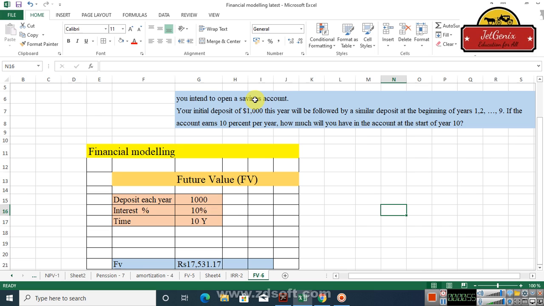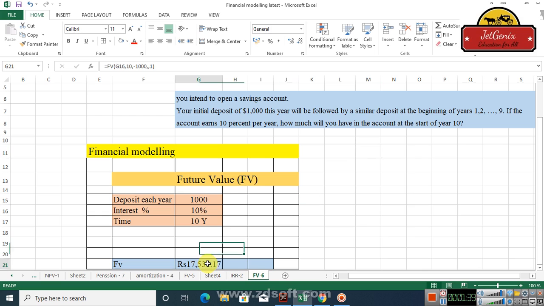If the account earns 10% per year, how much will you have in your account at the start of year 10? So it's a bit tricky problem because you are not going to find the future value of only this single $1,000, but every year you are going to deposit $1,000 in your account. So you have to keep in mind that there are 10 payments, and the 10 payments will earn different compounded interest. That's why the problem is a bit complex. It is not the same as what we have discussed in our previous videos.